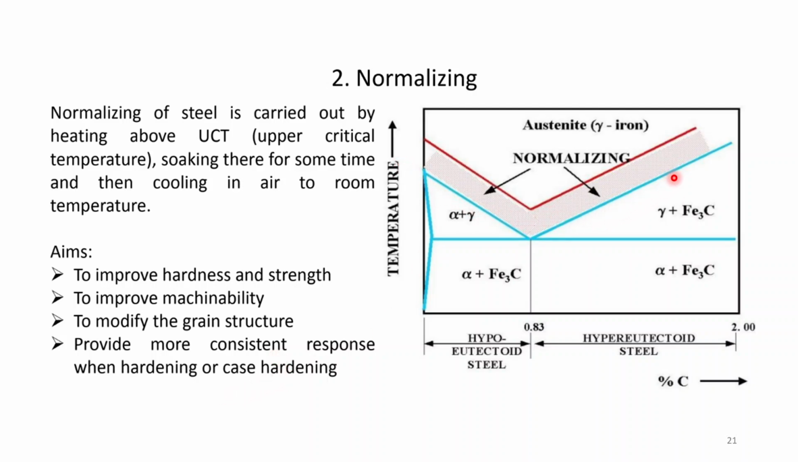So this is the normalizing temperature region, and the terminology used for steel below 0.8% carbon is hypoeutectoid steel, and if the carbon percent is above 0.8%, then it will be hypereutectoid steel.